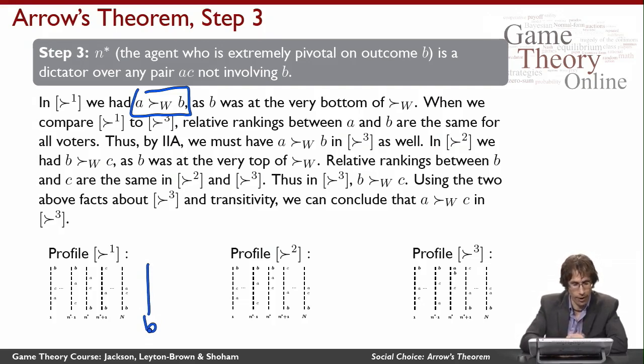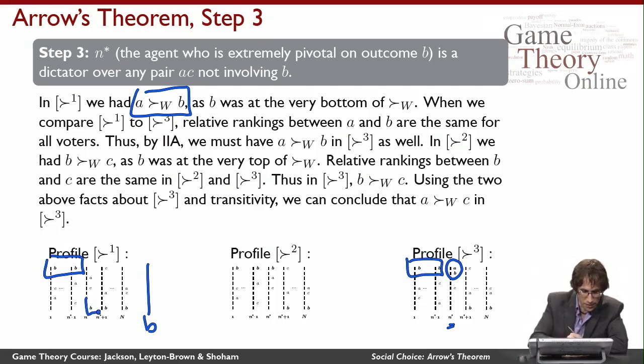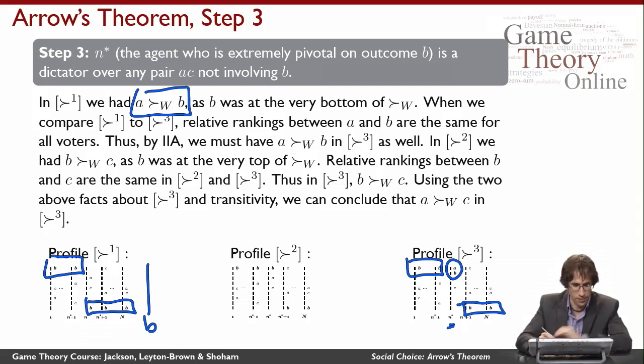Now, when we compare pref 1 to pref 3, the relative rankings between A and B are the same for everybody, because B is in the same extremal position for everybody, except for n star, who moves B, but we've then changed it to put A above B. And so these guys over here have B above A in both cases. These guys have A above B in both cases, and n star also has A above B in both cases because here we actually moved A to be above B.